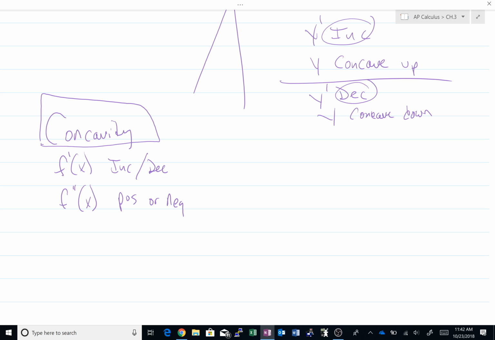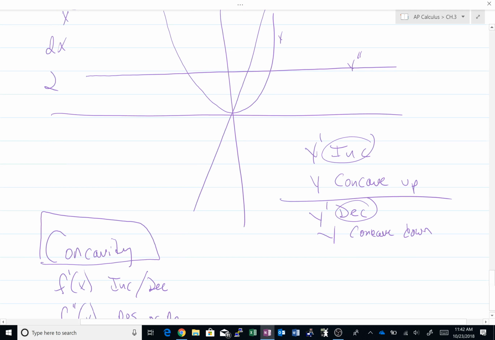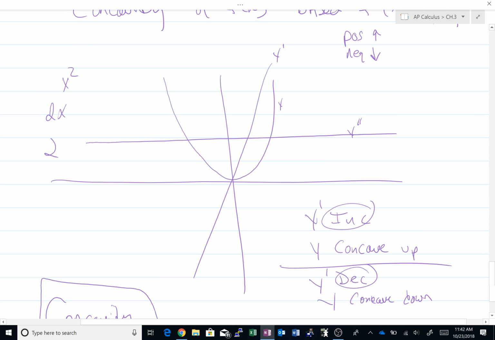I mean, both situations are happening. Second derivative is positive, and first derivative is increasing everywhere.